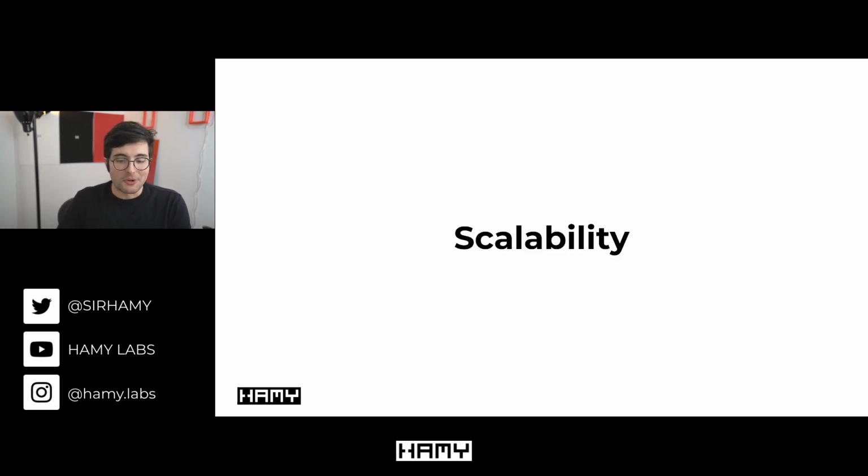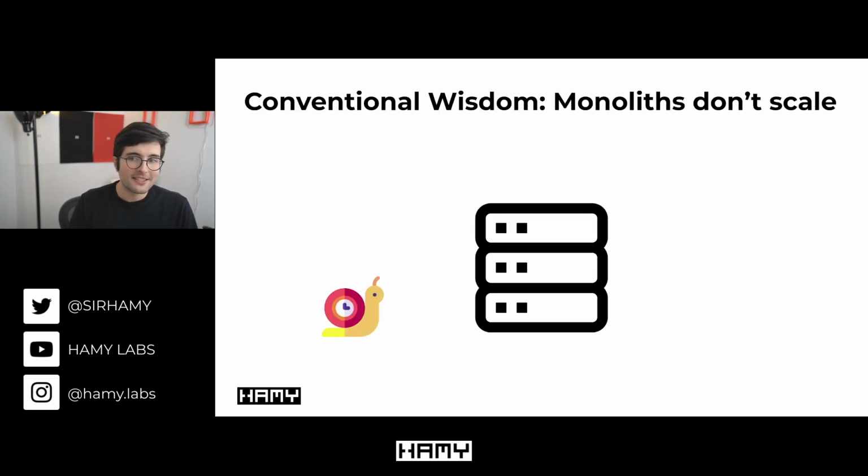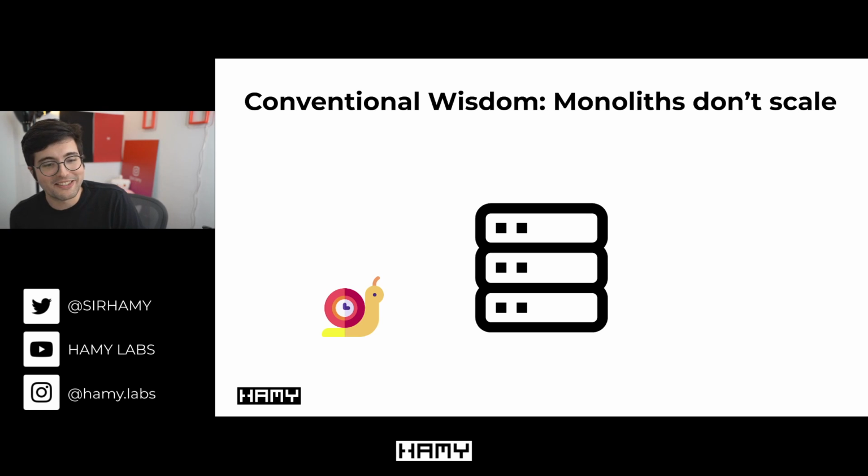Okay, last but not least, we're going on to scalability. So the conventional wisdom for a long time has just been that monoliths don't scale. You just have the server here and you're going to send some requests and they're just going to fail. They're going to time out. Your users are going to be mad. It's going to fall over. It's just going to be on fire.